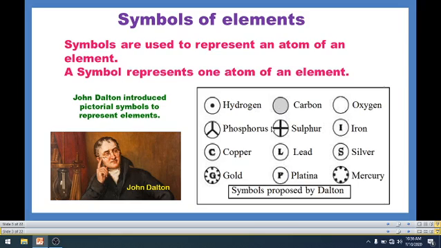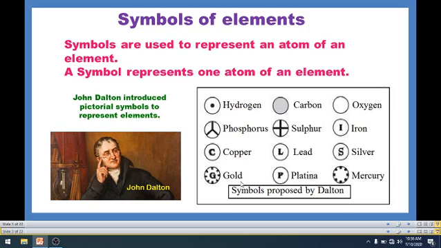But this is also inconvenient for us to use, because look at gold. We need to draw a circle with 8 dots, and in the center we need to have a capital G. It is easier to spell gold, G-O-L-D. So pictorial symbols are also inconvenient to use wherever necessary.